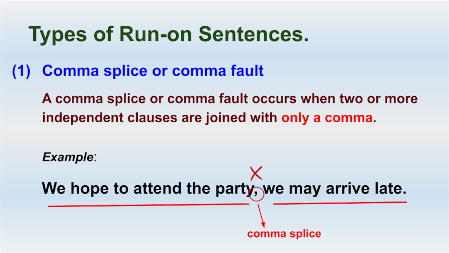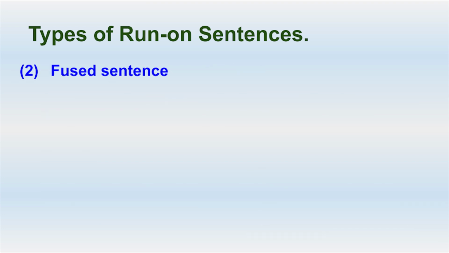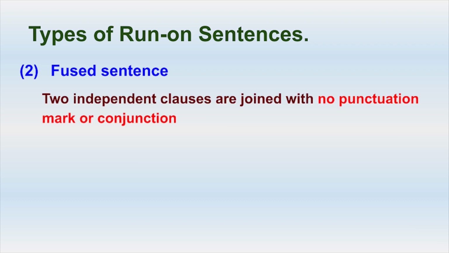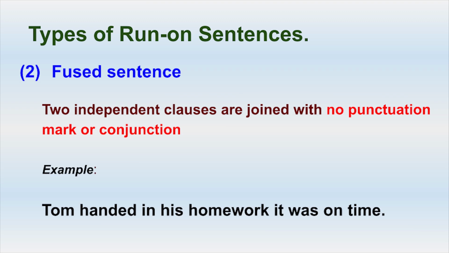The next type of run-on sentence is the fused sentence. This is similar to the comma splice or comma fault, except that the two or more independent clauses are joined without using a punctuation mark or a conjunction. For example, Tom handed in his homework. It was on time. To fuse means to bring together, to join. So now you see why this is called a fused sentence. We are joining two separate thoughts with no pause between them.